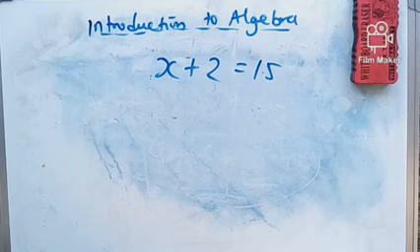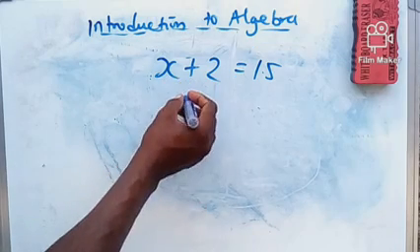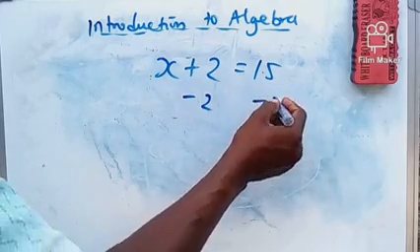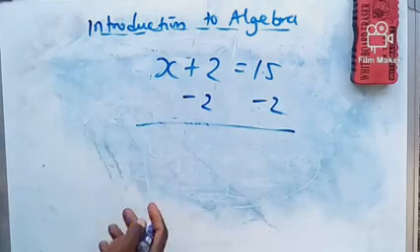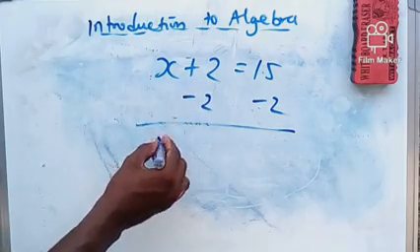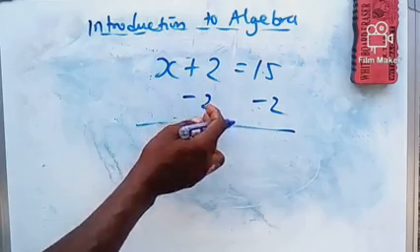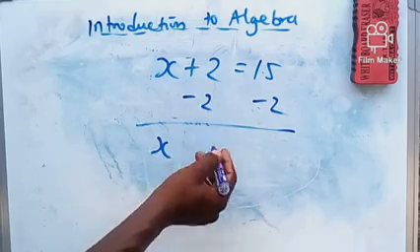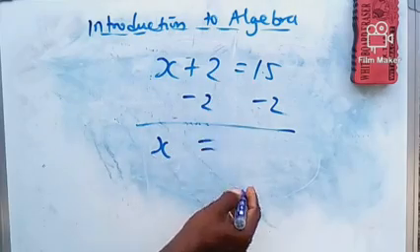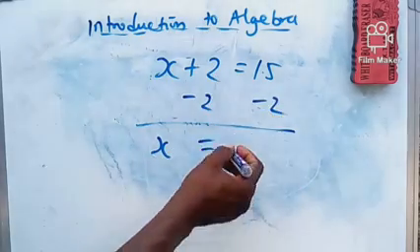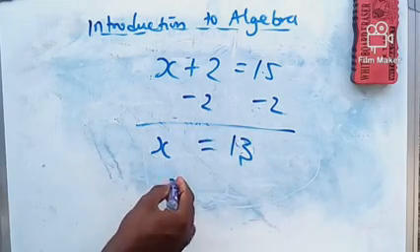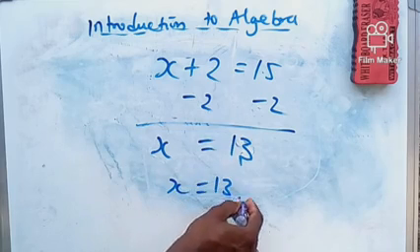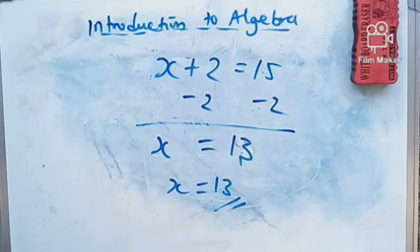So we take the reverse, which is subtraction. We subtract 2 from this side, subtract 2 from this side. Then we calculate. We just bring down x. 2 minus 2 is 0, we just leave it. Then we bring down our equality sign. 15 minus 2 is what? It is 13. And x is equal to 13. And that is the answer.